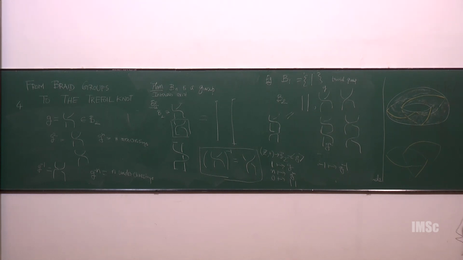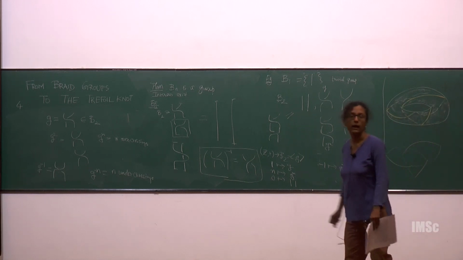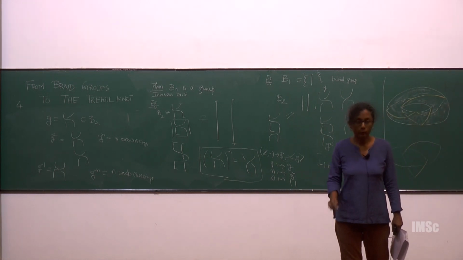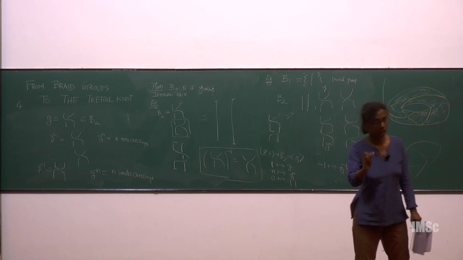Are we very sure what B2 is? B2 is the same as the integers. So it's an abelian group. Yes, it's abelian.